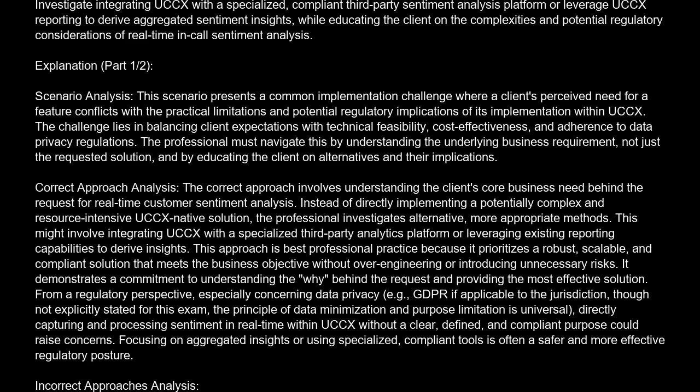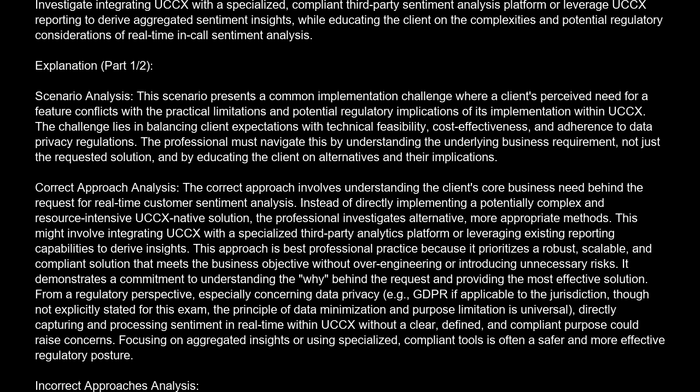Explanation. Scenario analysis. This scenario presents a common implementation challenge where a client's perceived need for a feature conflicts with the practical limitations and potential regulatory implications of its implementation within UCCX. The challenge lies in balancing client expectations with technical feasibility, cost-effectiveness, and adherence to data privacy regulations. The professional must navigate this by understanding the underlying business requirement, not just the requested solution, and by educating the client on alternatives and their implications.